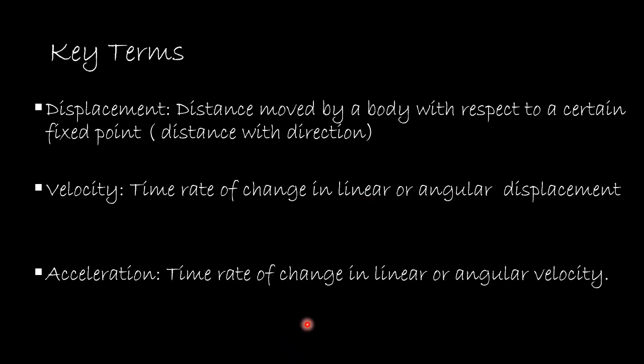And the third one is acceleration, which is the time rate of change in linear or angular velocity. Let's say a car is moving with a velocity of 13, and now it starts moving with a velocity of 16. The velocity has changed, and it changed within a specific time. The change in that velocity with respect to time is what we call acceleration. And velocity too can be either linear or angular. We are going to talk about that. So these are some terms you need to know about kinematics.